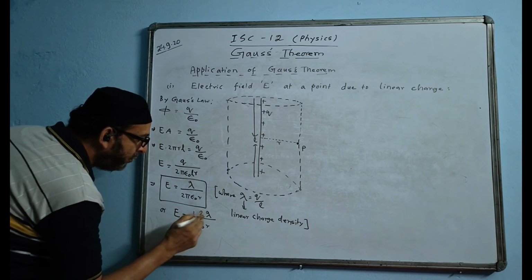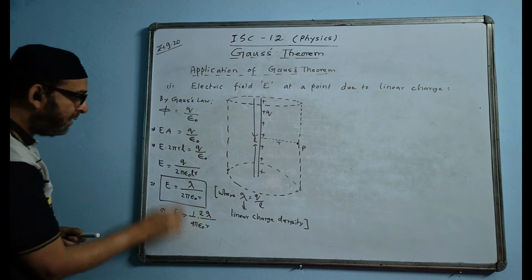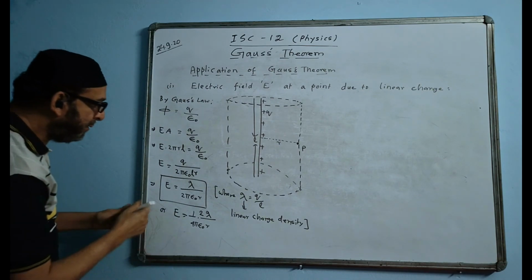1 by 4 pi epsilon naught into 2 lambda by R. Because 2 and 4 cancel, you get the previous thing back. So very often it is expressed in this manner.